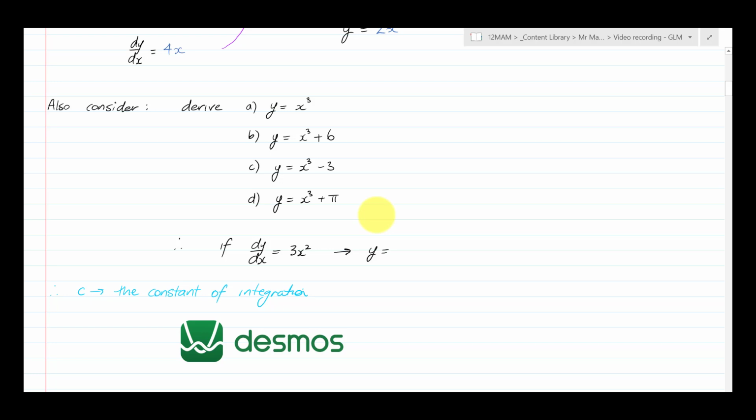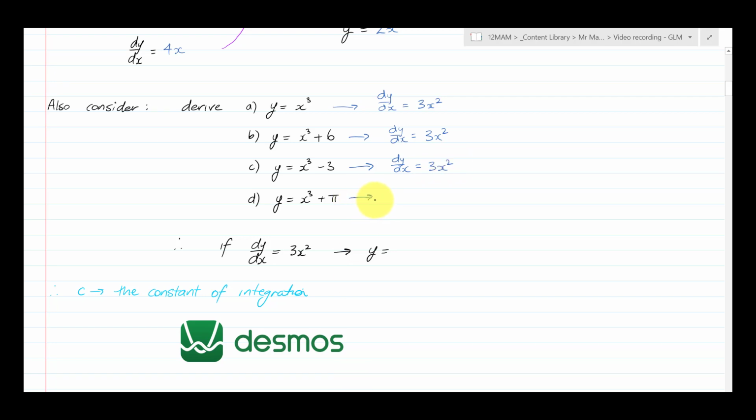So let's imagine we have y equals x cubed. If y equals x cubed, hopefully you can see that dy/dx is equal to 3x squared. And if y equals x cubed plus 6, hopefully you can see that dy/dx is equal to 3x squared. Remember that the plus 6, the constant, just disappears. And if y equals x cubed minus 3, well, dy/dx equals 3x squared. And I hope you can see where this is leading.